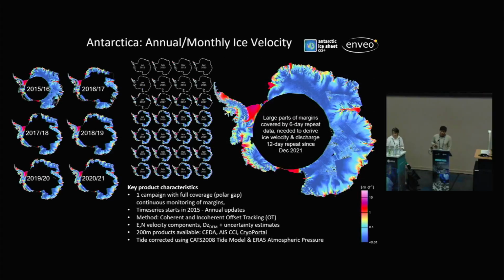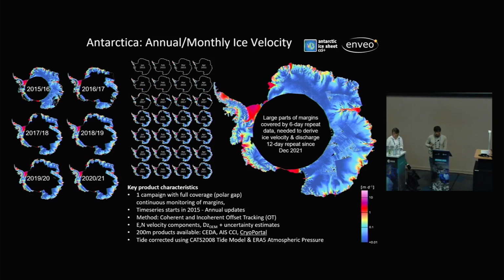Now, one example for Antarctica, what we are providing. For Antarctica, we had one campaign with full coverage. This was in 2016, full coverage without the polar gap. Since then, we are continuously monitoring all the margins. This was within the capacity of the satellite data of Sentinel-1A and B. And together with Pierre and later Nuno, we managed to establish an acquisition strategy to have at least one look direction for all the margins. So 99% of the margins are covered, and this, of course, helps us to estimate the ice discharge.